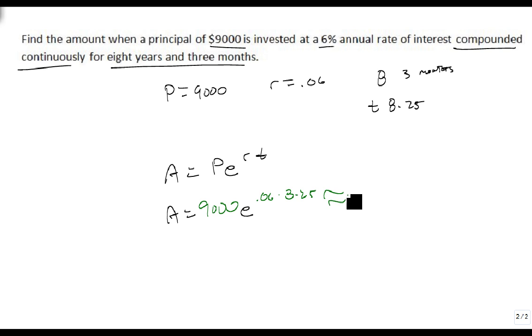And so we'll have $14,764.48. That's how much will be in the account after 8 years and 3 months if we invested at 6%.